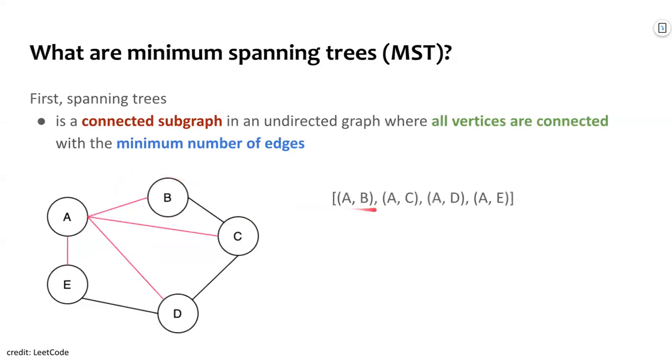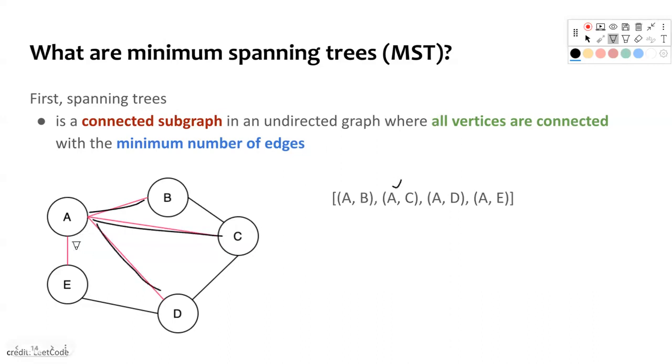And if we connect A and B, so A and B are connected. If we connect A and C, A and D, and A and E, then all the nodes are connected, and we are using the minimum number of edges to connect all the components.